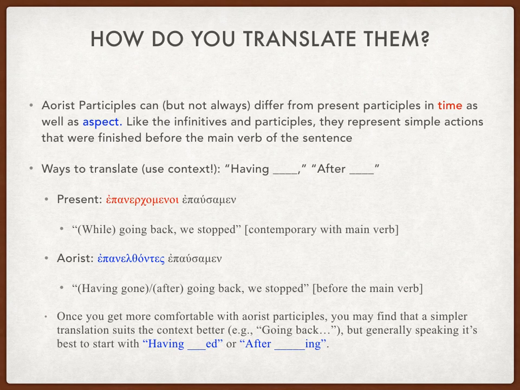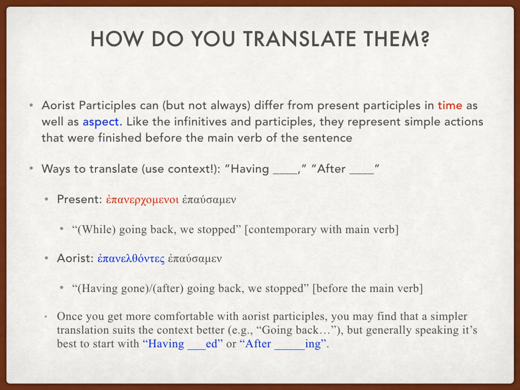If I say "while going back we stopped," that means it's stopping in the middle of the journey. Maybe we didn't quite get back home. But if I use the aorist form, epanelthontes, that means we stopped after we got back. We already made it, for example, home or to Athens or back somewhere else. Epanelthontes has a very different meaning, a very important difference from the present participle, epanerchomenoi.